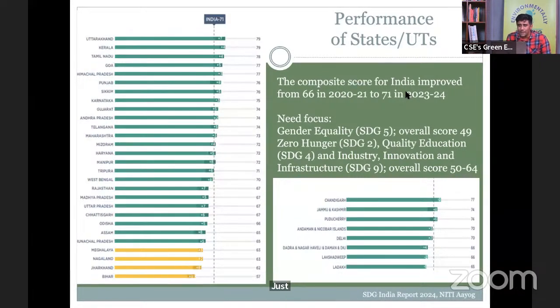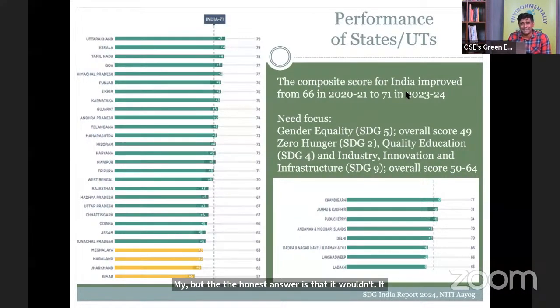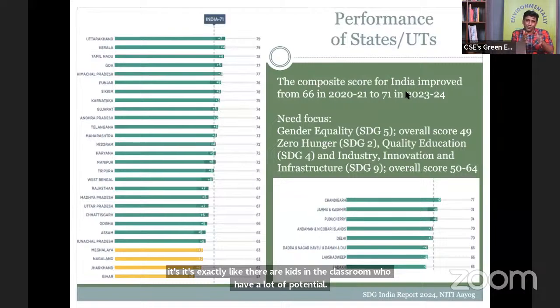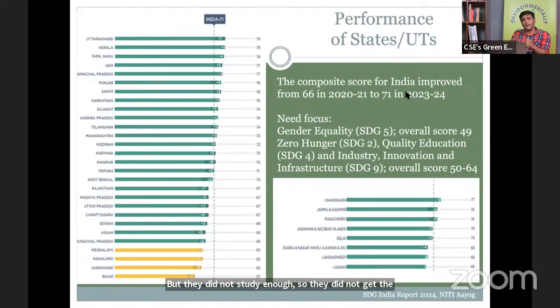So my understanding is that we will definitely make progress as a world as a whole. But the honest answer is that it might not be as much as it could have been. It's exactly like there are kids in the classroom who have a lot of potential, but they did not study enough, so they did not get the marks. So the world is also progressing towards that. We could have done much better at SDGs and could have actually made a just, equitable, and sustainable world. But we will be somewhere close to that at the end of 2030. But this is a very personal understanding of things.